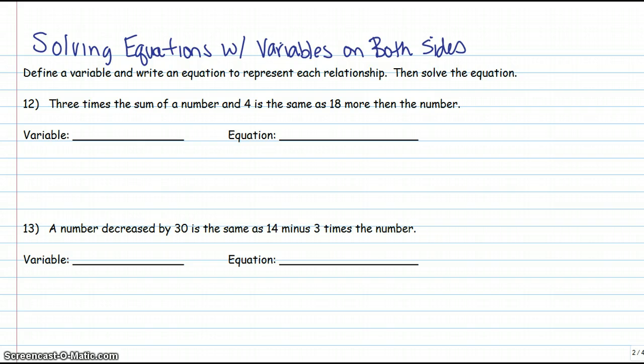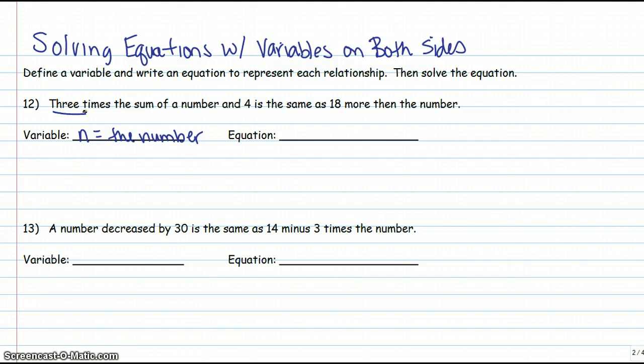Alright, so on number 12 it says, 3 times the sum of a number and 4 is the same as 18 more than the number. So the variable, let's just let n be the number that we're talking about. And for the equation, we need to find all the math words and anything that we need to write down into the equation. So I'm going to read through and we're going to write things down as we read them.